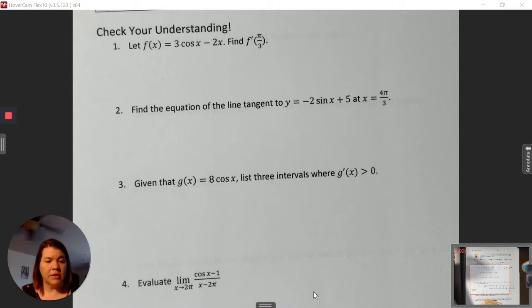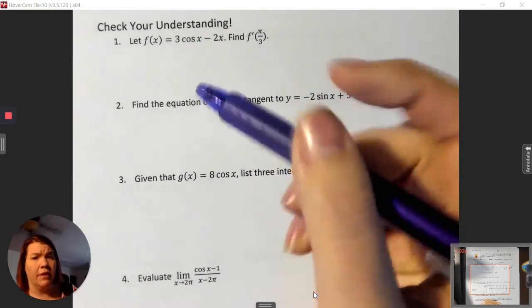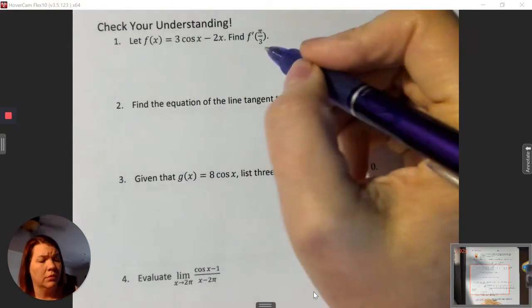All right, so this is the check your understanding for 2.7 sine and cosine. We're going to be using the power rule and the rules for derivatives that we learned in lessons 2.5 and 2.6, and now we're going to be dealing with these as well. So I'm just going to go ahead and get started. Let f of x equal, and then find.